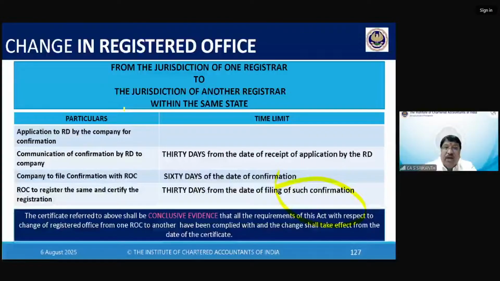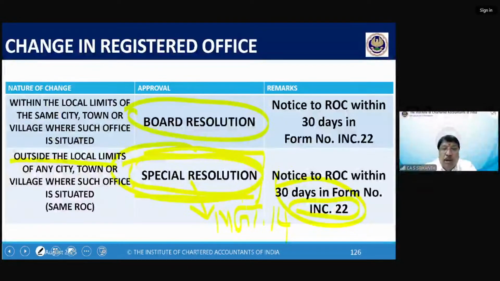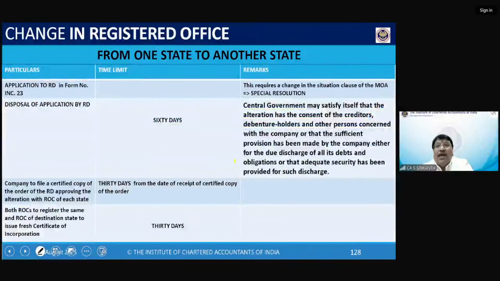Also, remember, my dear friends, in addition to the special resolution for change from one city, town, or village, you have to also pass a special resolution for alteration of the situation clause. Why? Because your situation clause would have said what? The registered office of the company is situated in the state of Madhya Pradesh. Now you have to change it to Maharashtra. So that resolution you have to pass. You have to alter the memorandum, everything, MGT 14, and so on. Then the RD will go through it.